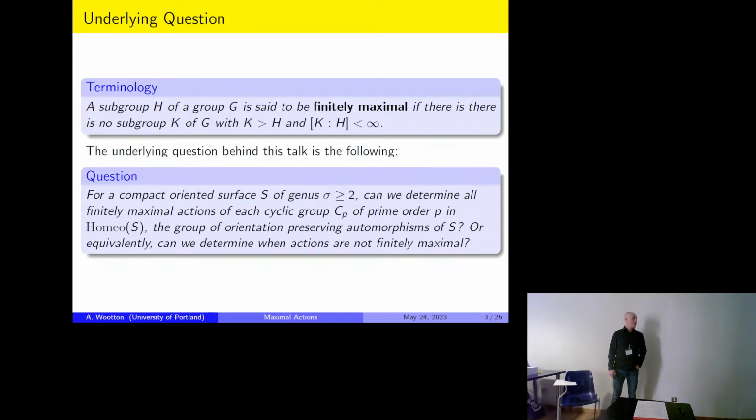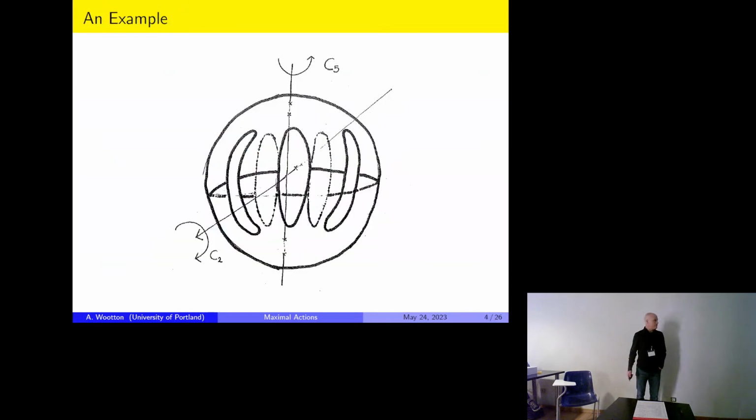Okay. So the underlying question behind this talk is the following. For a compact oriented surface S of genus 2 or higher, can we determine all finitely maximal actions of each cyclic group C_p of prime order p in the full group of orientation preserving homeomorphisms? Okay, so can I find all cyclic prime subgroups so that as soon as I add any other automorphism to this, it generates an infinite subgroup of the homeomorphisms?